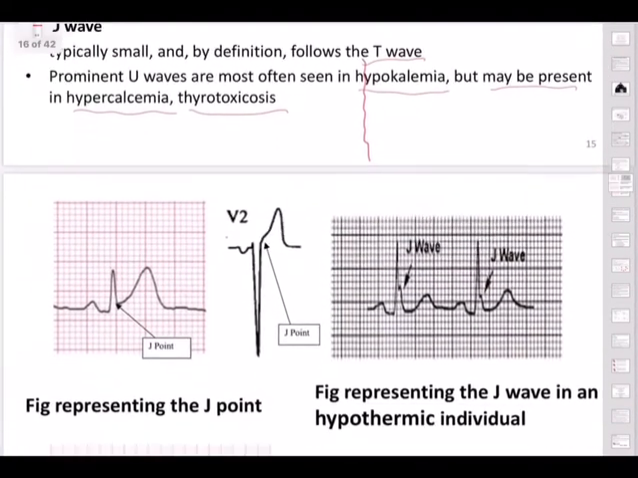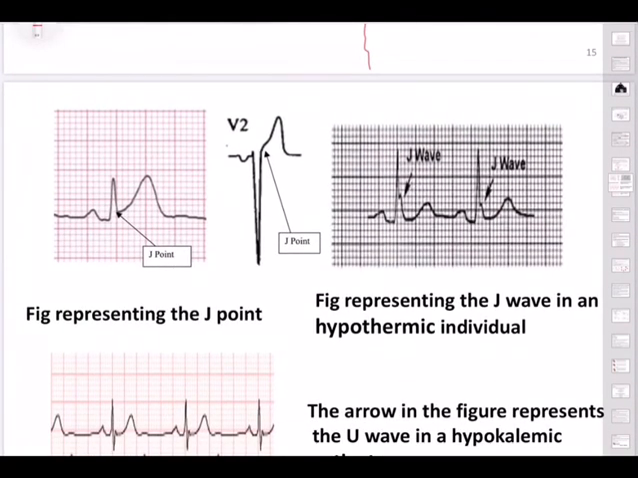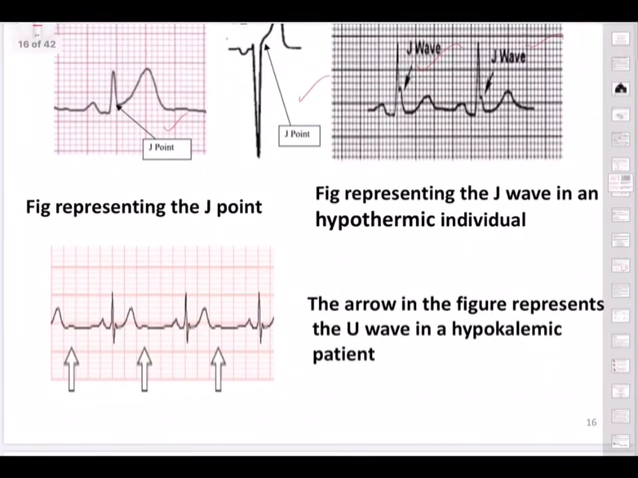And you must have seen that an ECG is taken on a graph sheet like this. You can see the J point here, and the J wave. You can see the abnormalities that show a hypothermic individual. And similarly, you can see the U wave. The arrow marks represent the U wave here, U wave here, U wave here. If there is a U wave, that shows that the person is a hypokalemic patient.